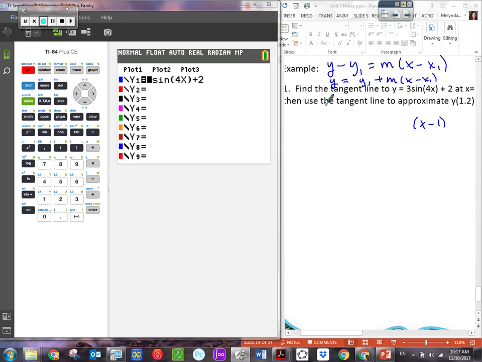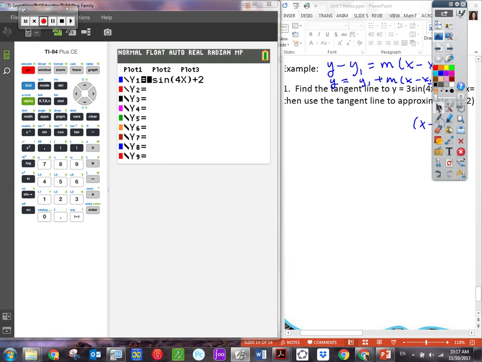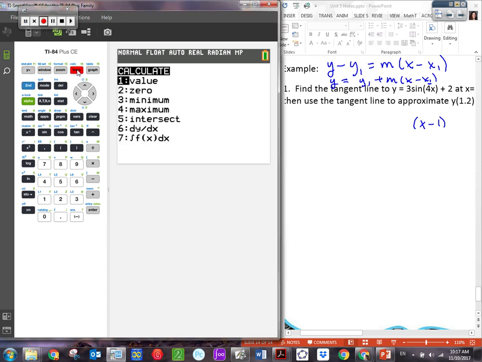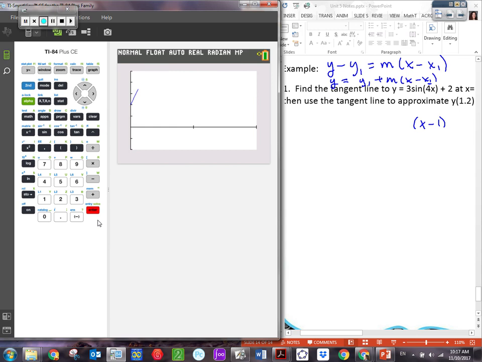Alright, so now we have this first value. We need to find our y1 and our m. So let's talk about how we do that. We have the x value of the function that we want to use, but we don't have the y value. What we're going to do is we're going to use our calc screen, second calc, and value. I encourage you to do it this way. Yes, there are other ways, but I'm going to show you why this is going to be very helpful. Alright, so we're going to find the value.